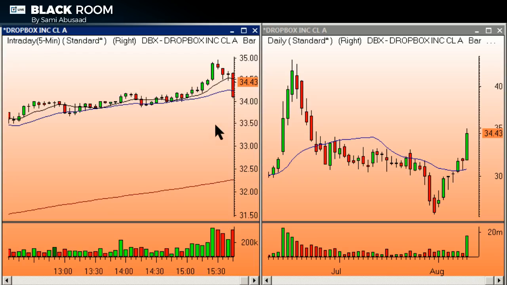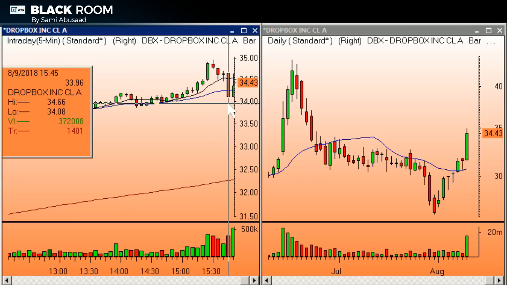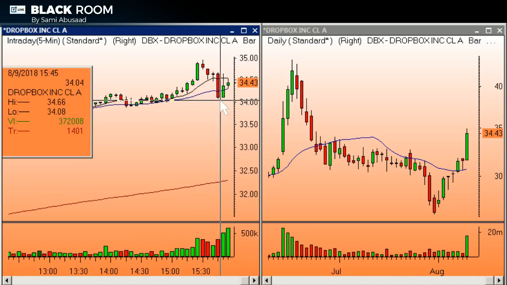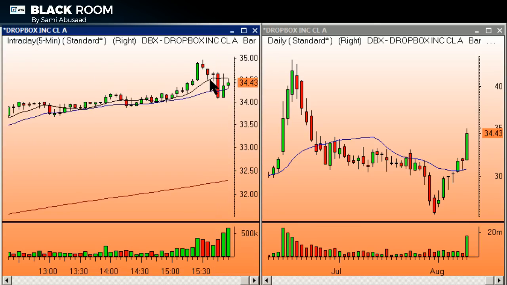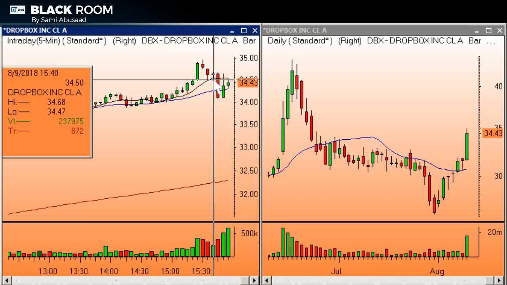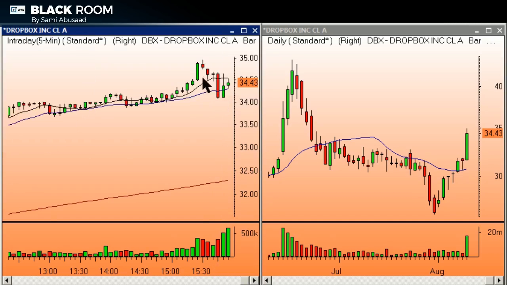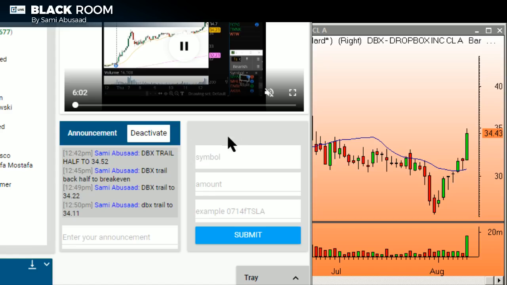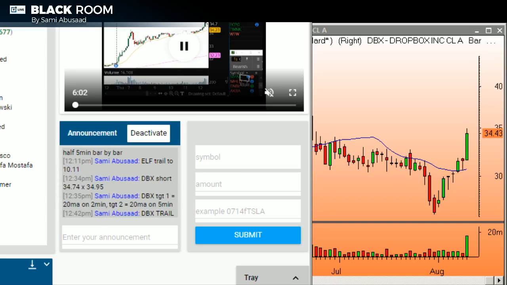I took it at 11. This was the low, 34.08 was the low, but I took half at 11.5, and the front half at 52. So right here somewhere, 34.52, and then the back half at 11. The entry was under 74.95. Here's the, let me show you. Here it is. That's the black room, right? So trail the back half to 34.11. The front was to 34.52, right?